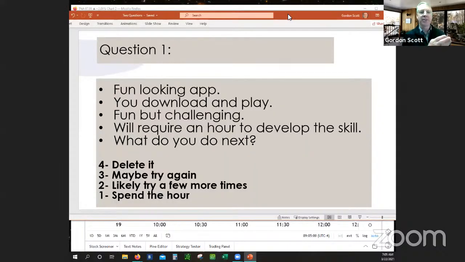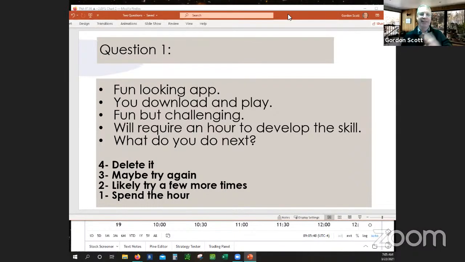Can you see this, Sonia? This is question number 1 on the screen. I'm going to read through it. It's all bullets, but imagine this scenario. You're playing games on your phone, and you find this fun looking app. Somebody recommends it, whatever. You decide to download it and you play it, and it's fun, but it's a little challenging. And then you calculate that it's going to require at least an hour to develop the skill to get good enough at it that it would be really fun and worthwhile to play. So what do you do next?